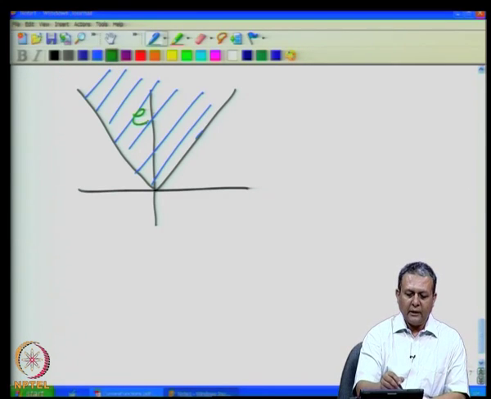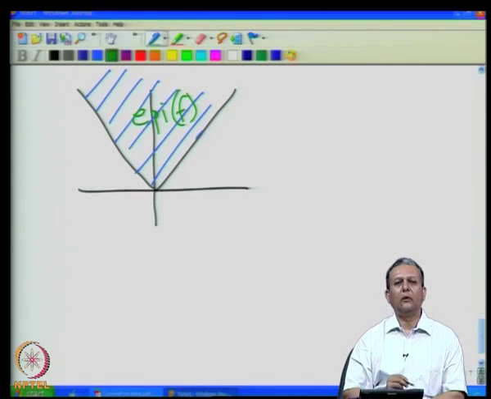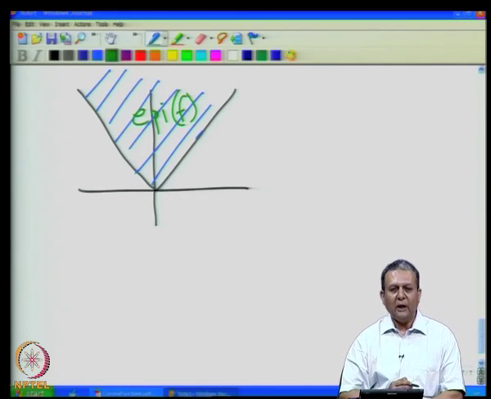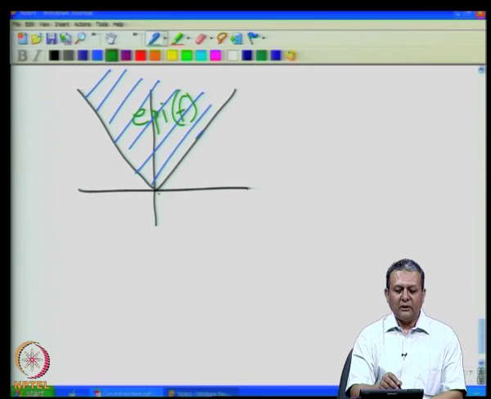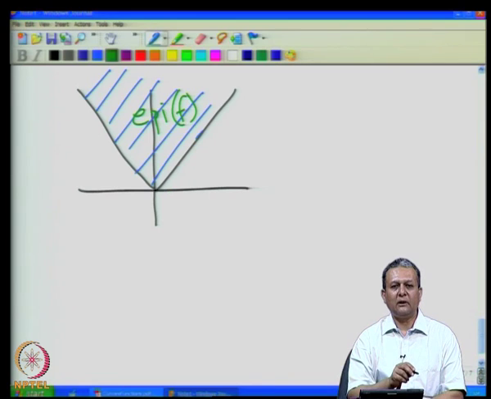So, you will see that the epigraph of this function is a convex set. Now, one good thing about this characterization of a convex function using the epigraph is that the function need not be differentiable. Even if the function is not differentiable, we can always find its epigraph and check whether it is a convex set, and find out whether the function is convex or not.